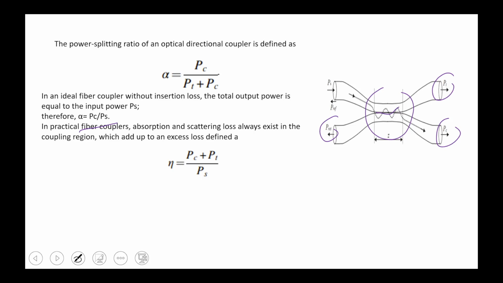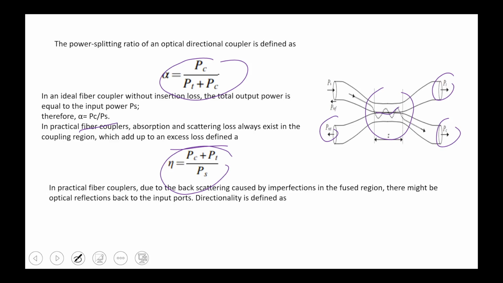So what is the ratio? We can divide PC upon PT plus PC. And the excess loss we can define by PC plus PT over PS, where PS is the input signal.